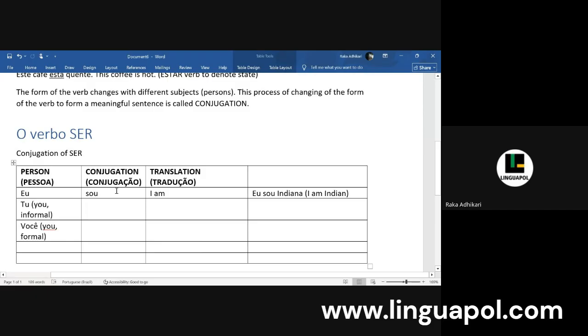Okay, so coming back to this, now the conjugation. With tu, the conjugation is és. So it means you are, but informal. And I will put this in Hindi as well. Give me 1 second.